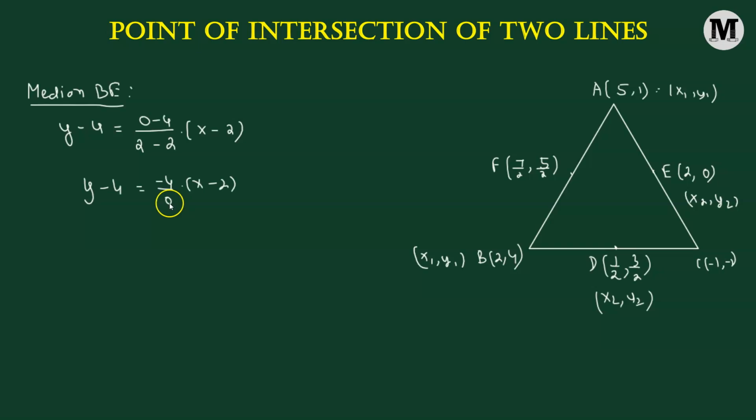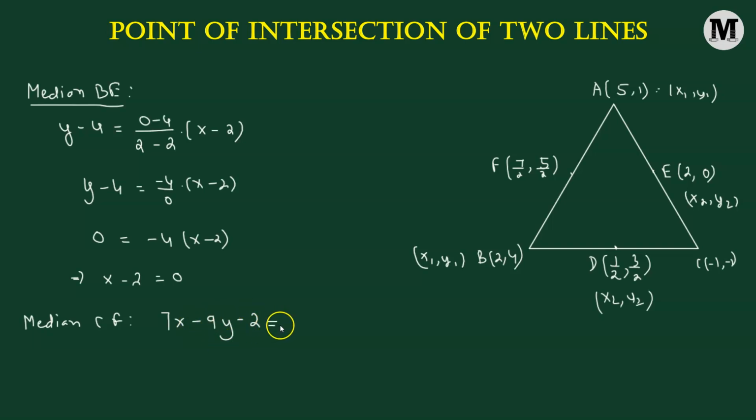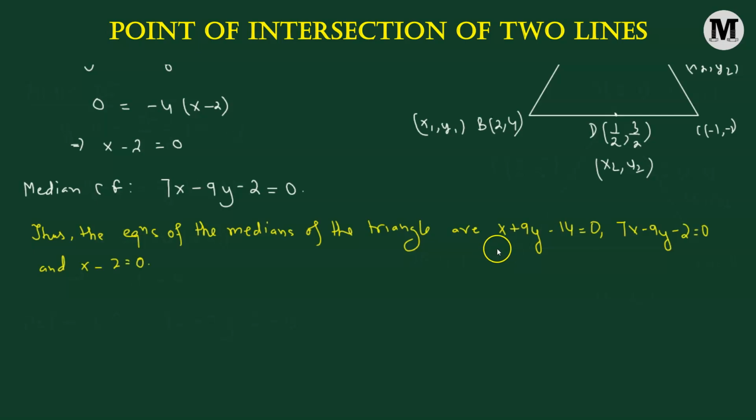So let's do one thing, let's cross multiply this 0 with y minus 4 such that we get 0 equals -4 times x minus 2. Or in other words, what we get here is x minus 2 equals 0. So this is going to be the equation of the median BE. And then finally, I'm leaving that as an exercise for you to try out, the equation of the median CF. That comes out to be 7x minus 9y minus 2 equals 0. So the equations of the medians of the triangle are x plus 9y minus 14 equals 0, 7x minus 9y minus 2 equals 0, and x minus 2 equals 0.